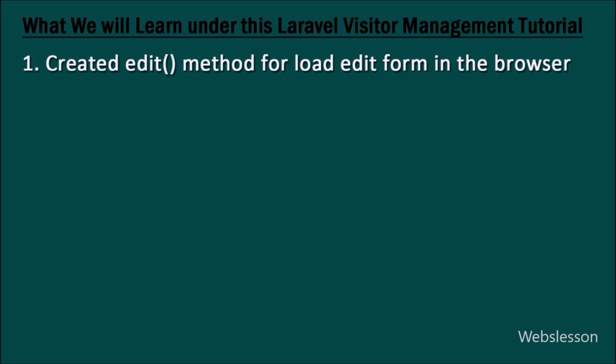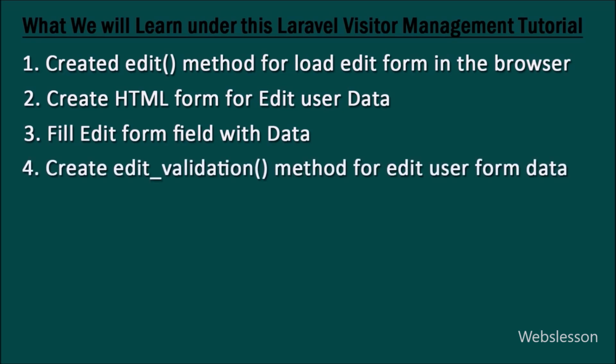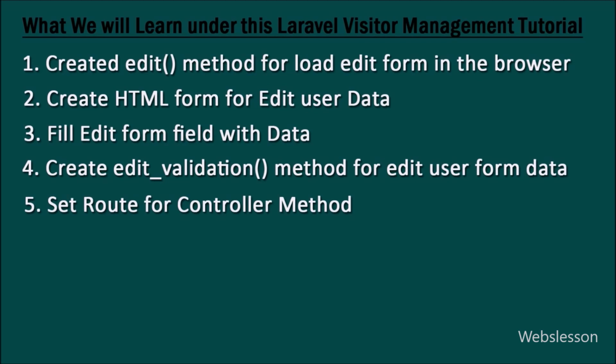First we will create an edit method to load the edit sub-user form in the browser. After this, we will create the edit sub-user form with validation error display. And after this, we will fill that form's fields with user data. Next we will create another method to handle the sub-user edit form data. After this, we will set the route for the newly created controller method. And lastly, we will check the edit sub-user data output in the browser.